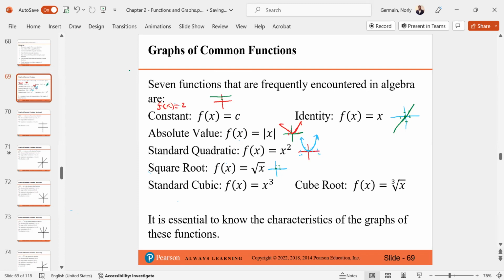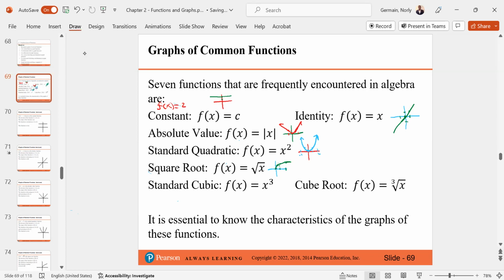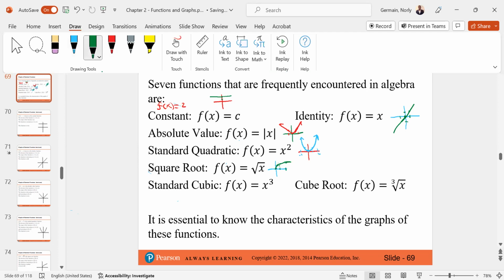If x is 4, this one would be simply 2, so that's why you will see we have a shape like this for a square root function. For standard cube functions, we have two turning points. If we have power 3, then we're going to turn 2 times.